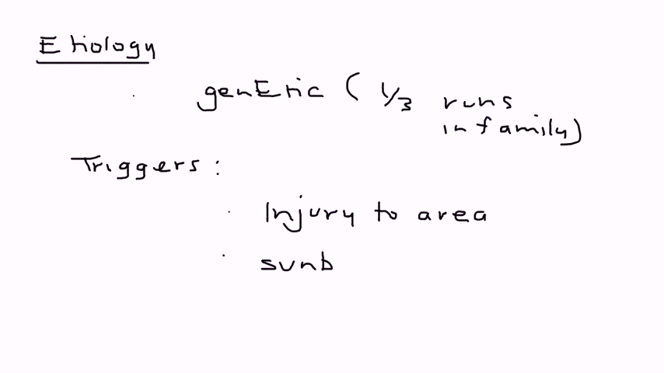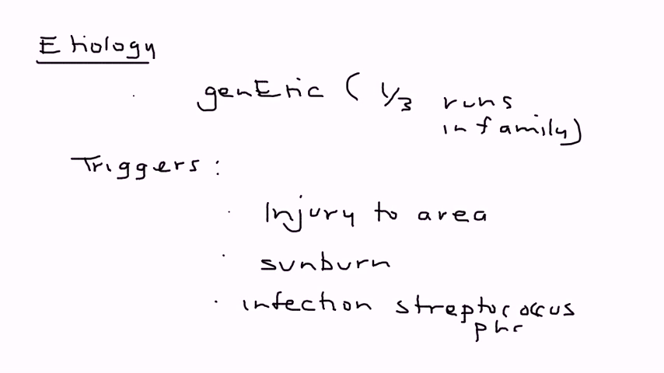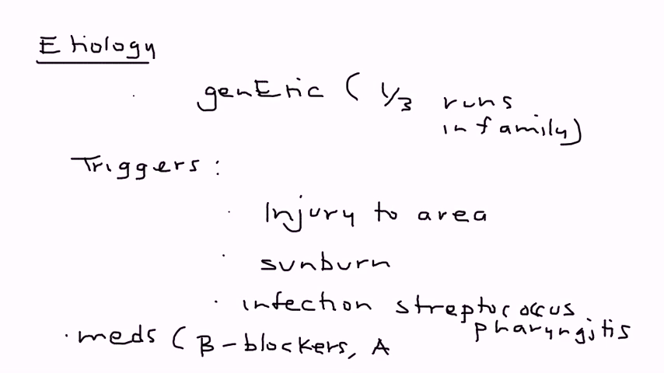The next one is sunburn, which can be a trigger to developing psoriasis. A certain infection, and that is with streptococcus. For example, somebody gets streptococcus pharyngitis and then later develops psoriasis. That's a trigger. And then also certain medications can cause psoriasis as a side effect. Most commonly beta blockers, which are used for hypertension, ACE inhibitors, which are also used for hypertension, and lithium, which is used commonly for psychiatric conditions such as bipolar.